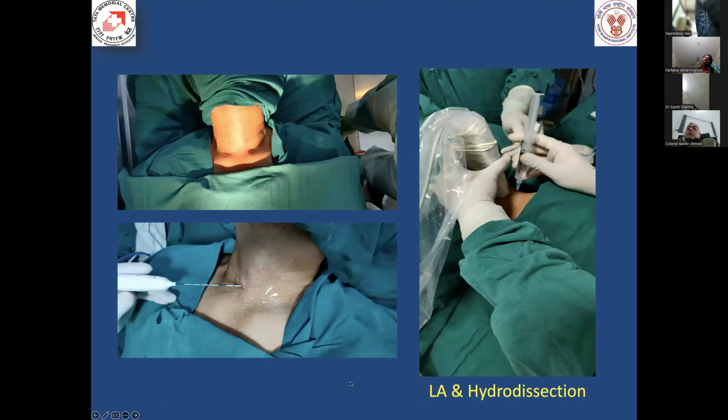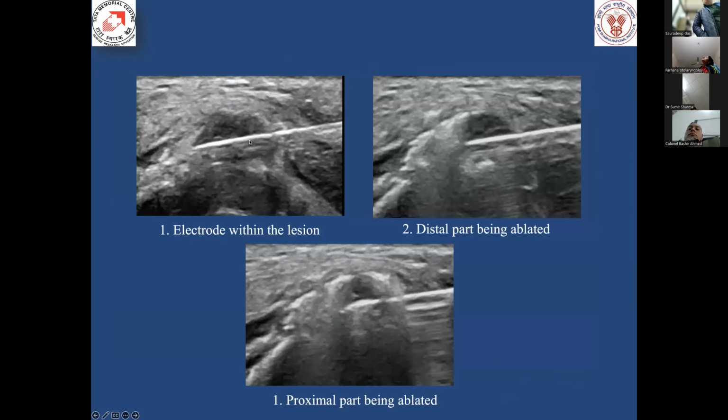Doing local anesthesia, one is that the GA is avoided. Secondly, with local anesthesia, we are able to give sufficient hydrodissection. That is, we are able to dissect out the arteries, nerves, and the critical structures, like in this patient, the trachea, away from the zone of ablation, so that these critical structures don't get damaged. So here we have separated out the trachea.